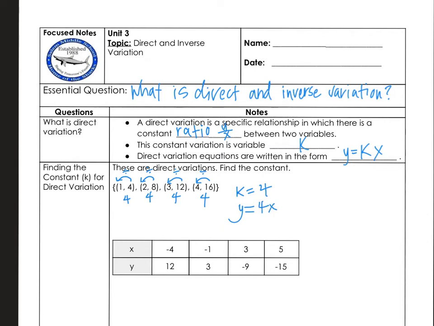Okay, now let's look at a different example. Again, we're still taking the y value and dividing it by the x value. When we do, we get negative 3, and we get negative 3 for every pair. So now our k for this one is negative 3, and how we would write this in our equation is y equals negative 3x.